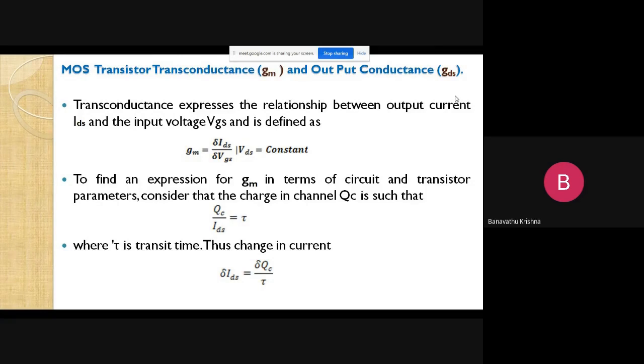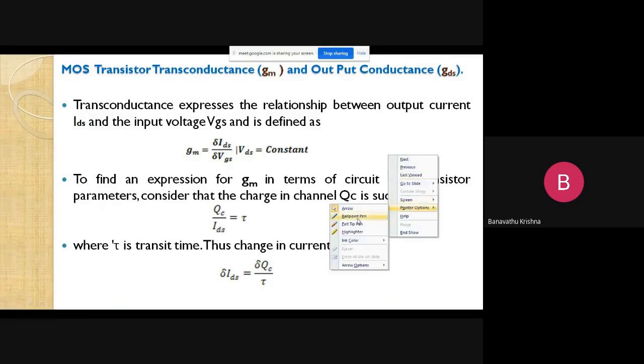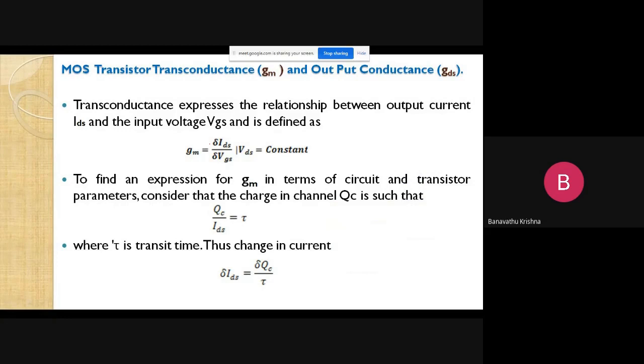So here the transconductance is nothing but GM. It is the ratio of change in IDS with respect to change in VGS, while VDS is constant, nothing but transconductance, right? So let us see the point here. The transconductance expresses the relationship between output current IDS and the input voltage VGS, defined as the transconductance GM.